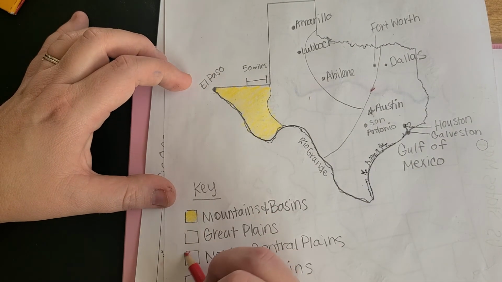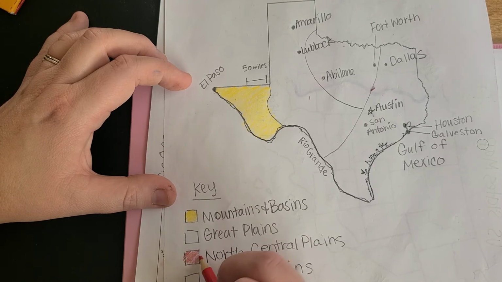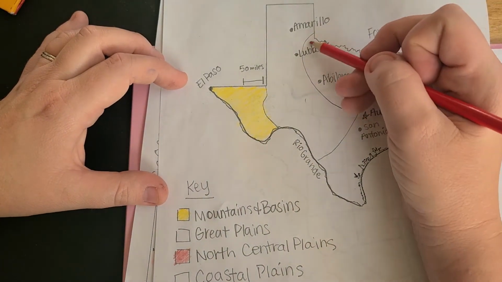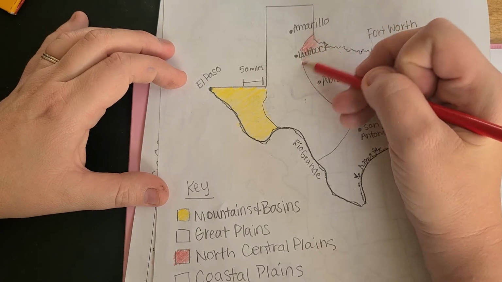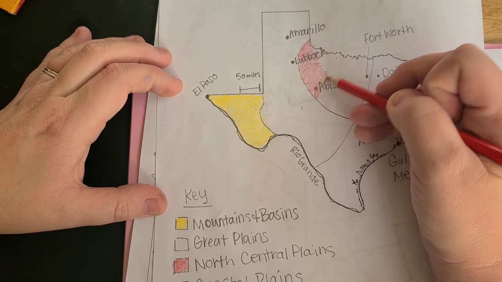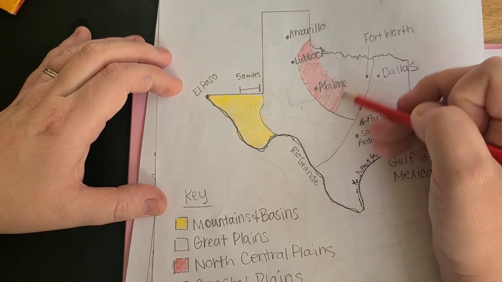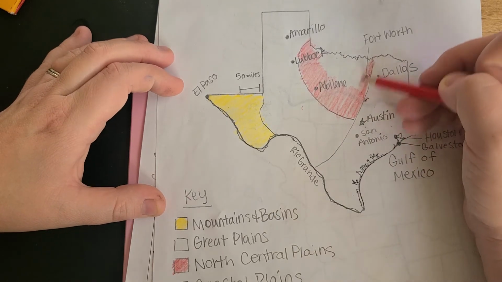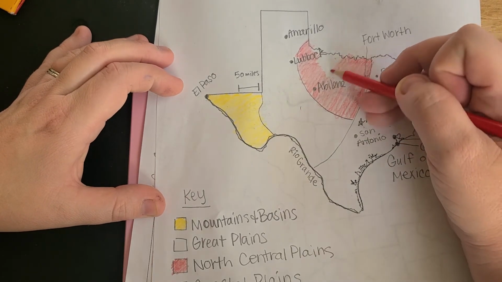I'm going to skip down to the North Central. Okay, I'm going to color the North Central Plains red. And again, look at how I color. This is not going to take me forever. I'm not going to spend a day coloring a map. Okay, I'm just going to get in there and get it done.